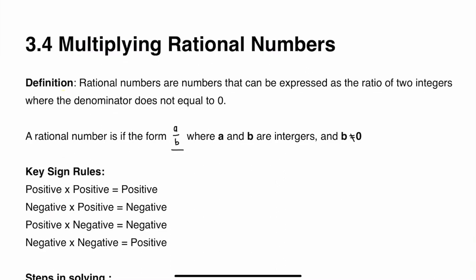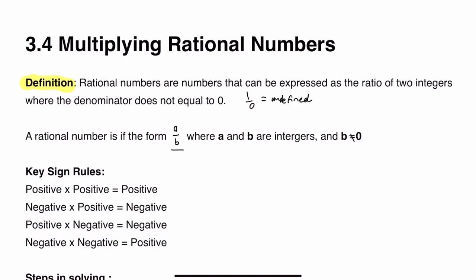So today's lesson is going to be on 3.4, which is multiplying rational numbers. So let's get started. The definition is fairly understandable. It says rational numbers are numbers that can be expressed as a ratio of two integers where the denominator does not equal 0. So if you put, let's say, 1 over 0 in your calculator, what are you going to get? You are simply going to get undefined.